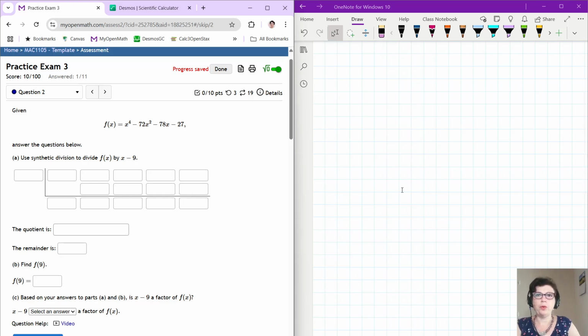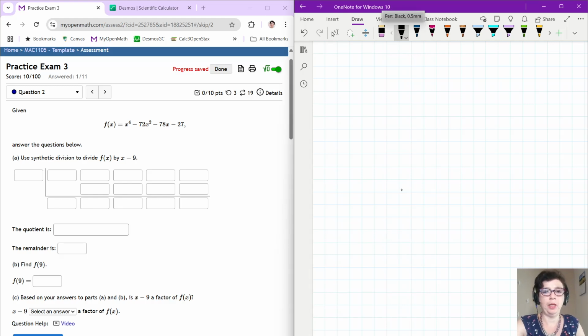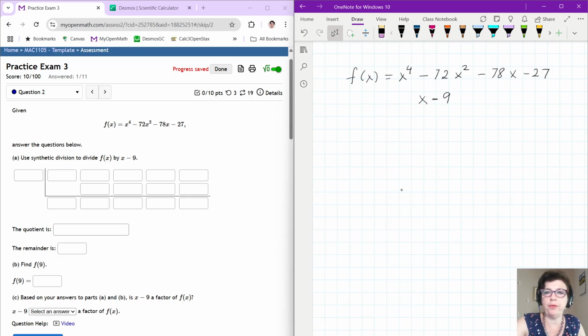In this video, we are going to take a look at how to determine if a polynomial has a particular factor using synthetic division, whether it's a factor or not, and also how that is connected to the value of the function at that x value. So in my case, I've got x to the fourth, which is a fourth degree polynomial, minus 72x squared minus 78x minus 27. So I need to determine if x minus 9 is a factor.